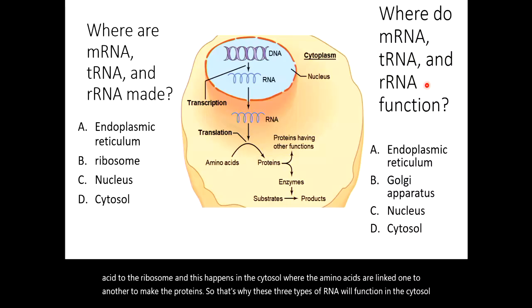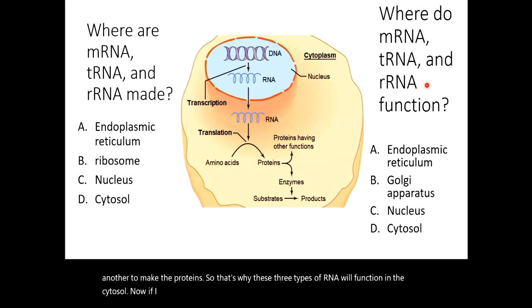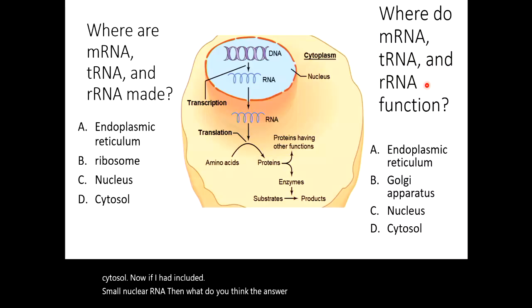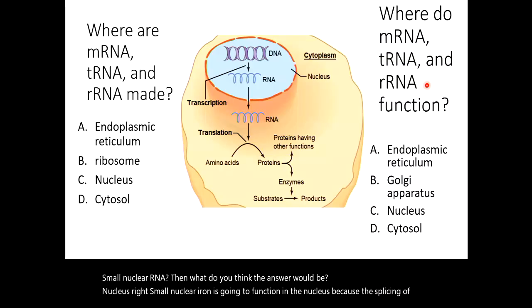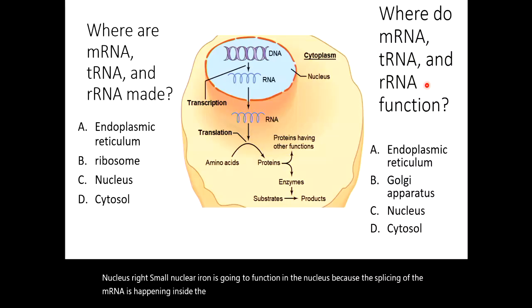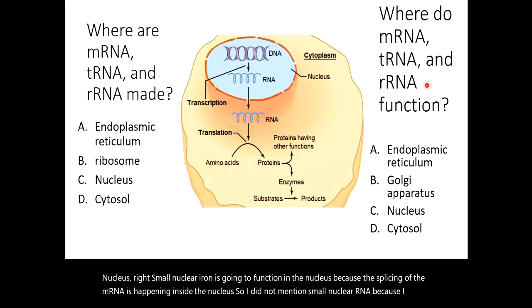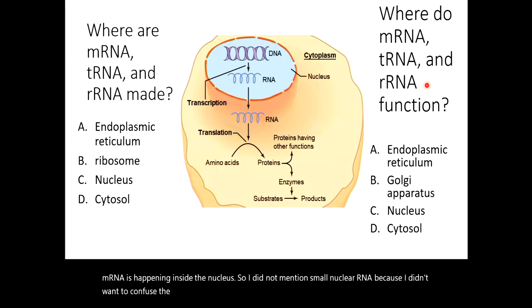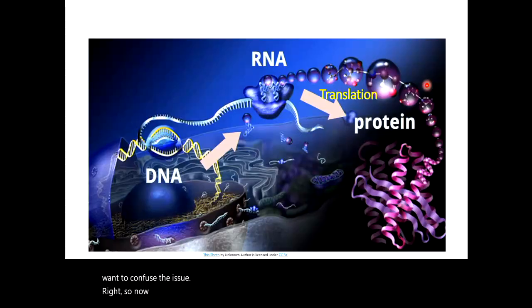Now, if I had included small nuclear RNA, then what do you think the answer would be? Nucleus, right? Small nuclear RNA is going to function in the nucleus because the splicing of the mRNA is happening inside the nucleus. So I did not mention small nuclear RNA because I didn't want to confuse the issue. All right, so now let's move on and talk about translation.